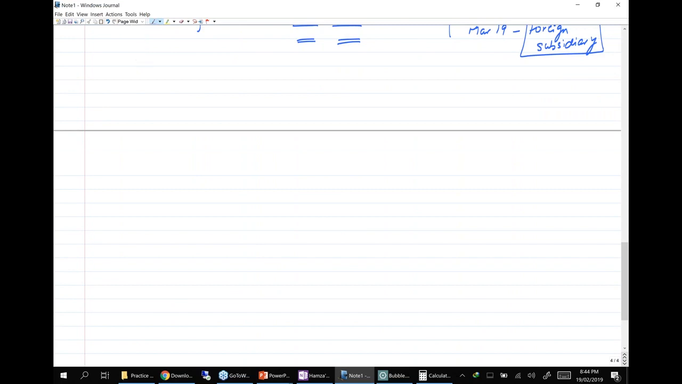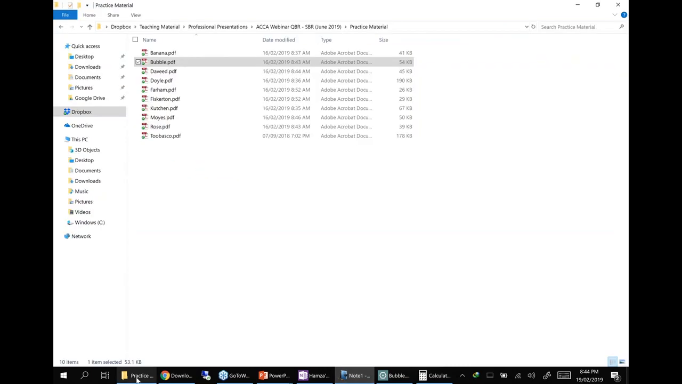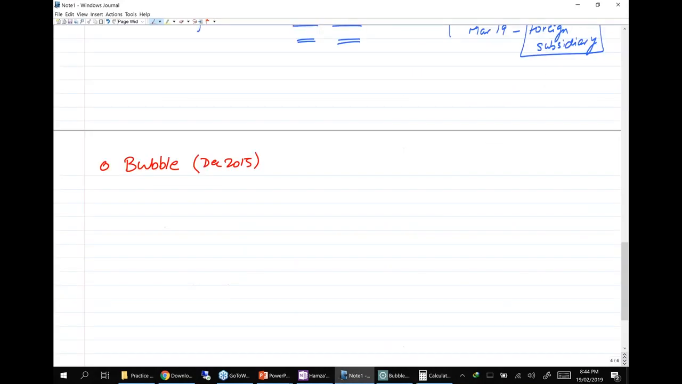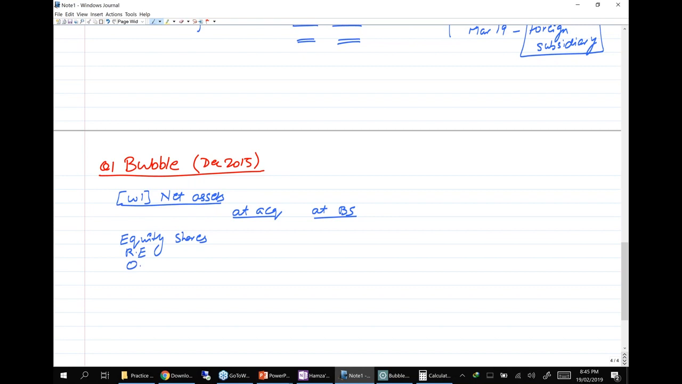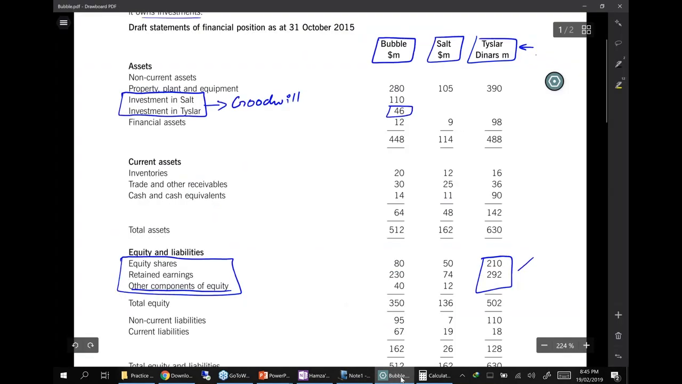So now I'm going to start the question by the name of Bubble, December 2015, Question number 1. Again, we are going to start from working number 1, which is basically the net assets. In the net assets, we are going to prepare two columns: net assets at acquisition and net assets at the balance sheet date. We're going to write the equity shares, also known as the share capital, the retained earnings, and the other components of equity. The value given in the question was 210 and 292 at the balance sheet date. So 210, 292 and 0 for the other components of equity.